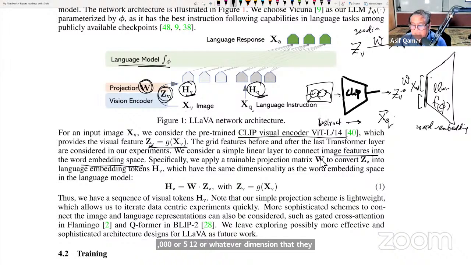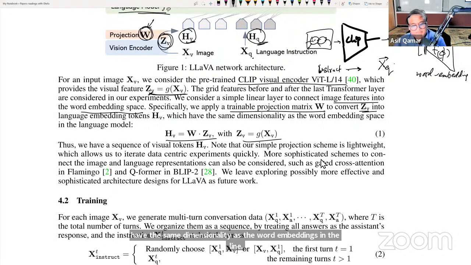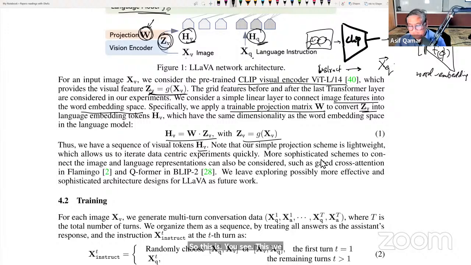Specifically, we apply a trainable projection matrix. So they're saying the weights, the values of the projection matrix are trainable. What does trainable mean? At some stage during learning, let it pick it up through backpropagation of the gradient, to convert the ZV into language embedding tokens, HV, which have the same dimensionality as the word embeddings in the language. So this is easy. Thus, we have a sequence of visual tokens.